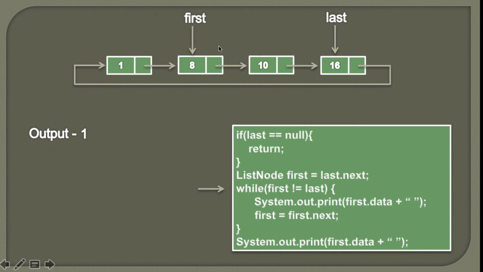Now again first is not equal to last, therefore the condition in the while loop comes out to be true. So we'll simply print the data associated with the first node. Now as we have traversed the second node, we'll move to the next node. In order to move first to its next, we'll simply assign the first.next value to first. So first.next points to the third node, and after this statement it would look something like this.